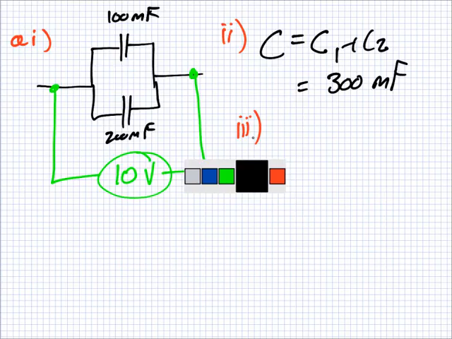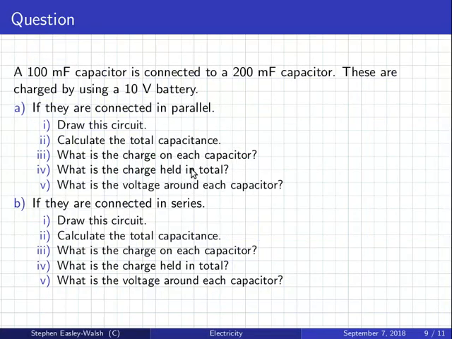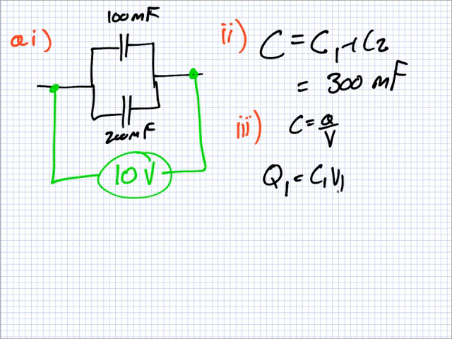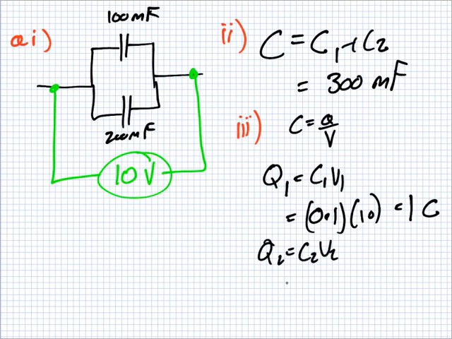Okay, part 3. What is the charge on each capacitor? Okay, so we have the formula here, C equals Q over V. So that means Q1 equals C1 V1. So C1 is 100 milli, so that's 0.1. And what's the voltage here? We learned this yesterday. 10, yeah. So that is 1 coulomb. And Q2 is C2V2, which is 0.2 times 10, so that is 2 coulombs.